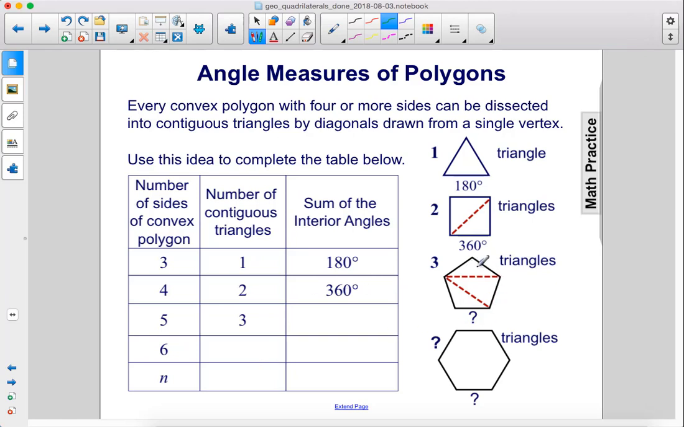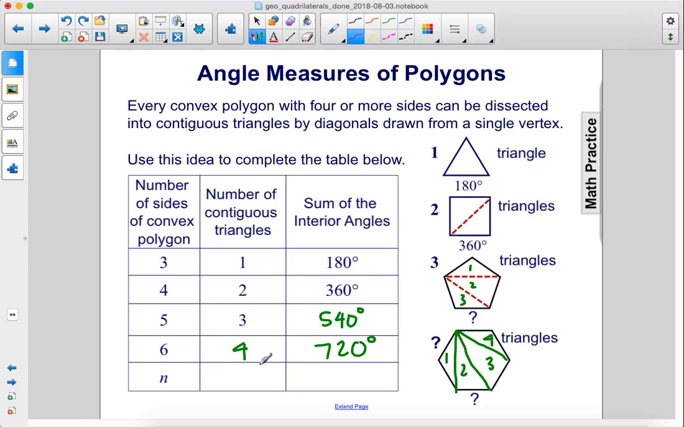All right, here we have a 5-sided polygon. We can draw 1, 2, 3 triangles, therefore 3 times 180 gives us 540 degrees as the sum of the interior angles. All right, if we have a 6-sided convex polygon, then how many triangles can we draw? 4. So we have a vertex, we can draw diagonals like this, and that is 1, 2, 3, 4 triangles. 4 times 180 gives us 720 degrees as the sum of the interior angles.